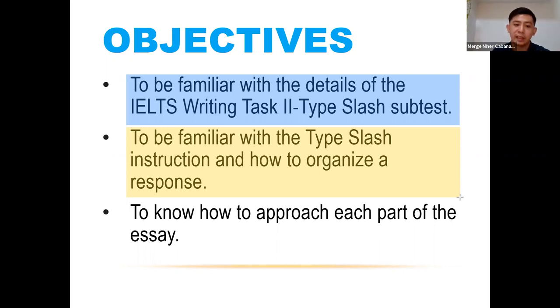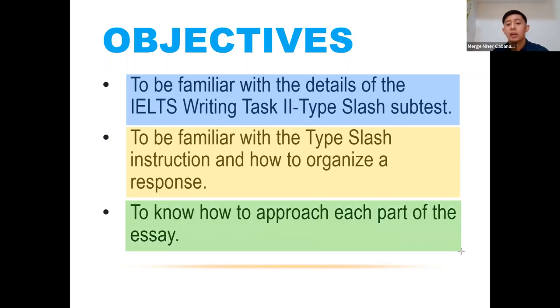And that is my job, to let you know what this instruction is and how you can get away with this properly. And the last part of our objective is to know how to approach each part of the essay and how to practice becoming a better writer. So in terms of the essay writing, there will be parts of the writing prompt that you have to make yourself aware of. And then the parts must be in congruence with the totality of what you will be submitting after the test. So those are the objectives that we need to fulfill before the end of the lecture.